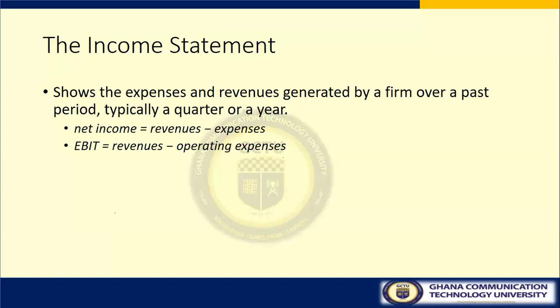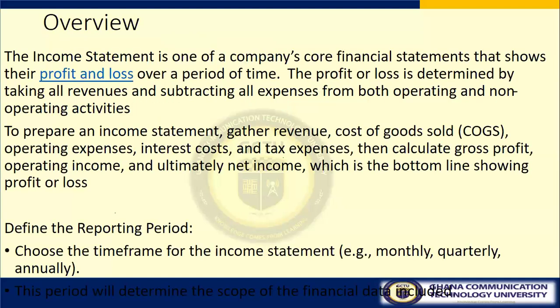Okay. The income statement too. So the income statement is one of the company's core financial statements that shows their profit and loss over a period of time. So if you want to find out about the business, whether the business is making profit or loss, you have to go and look for the income statement. If you want to find out about the company's assets, you look for the balance sheet.